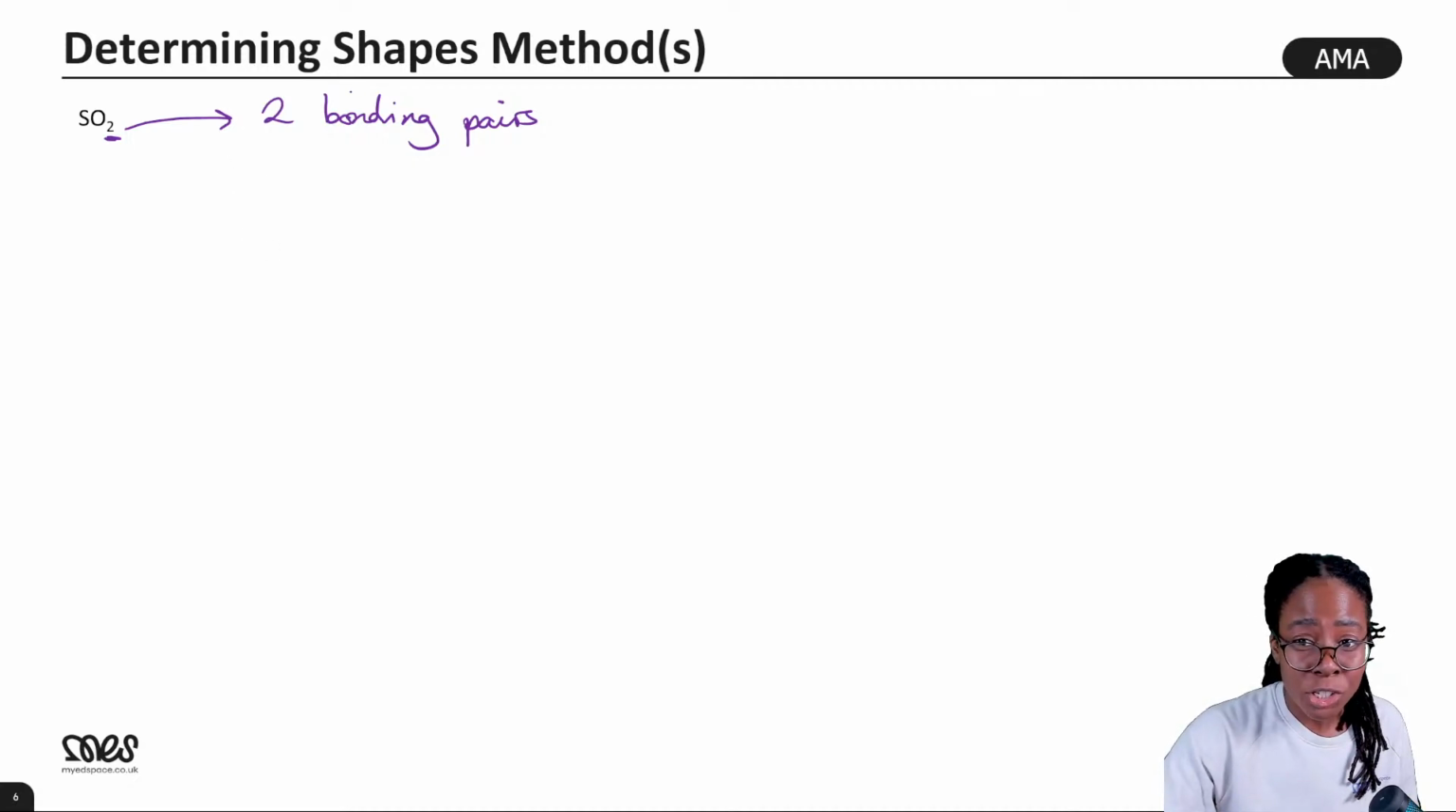And because it's oxygen, we know that these bonding pairs are going to be double bonds. So 2 bonds. I'm going to say 2 bonds instead because they're not really pairs. Right? 2 bonds.